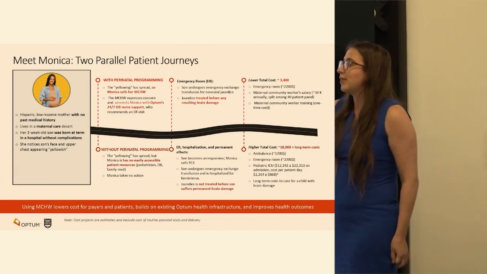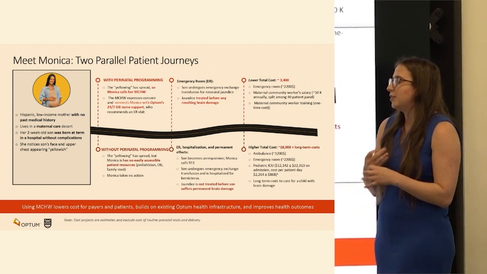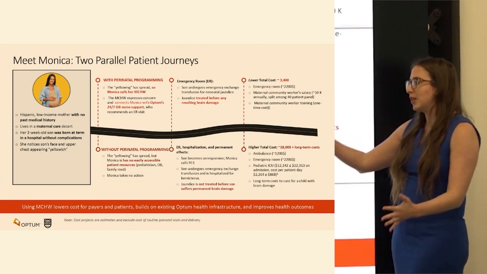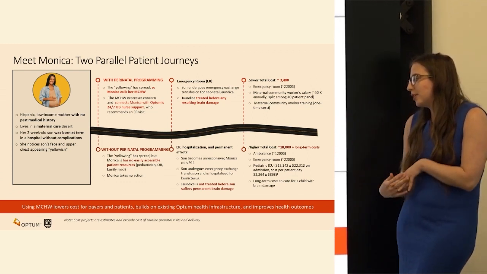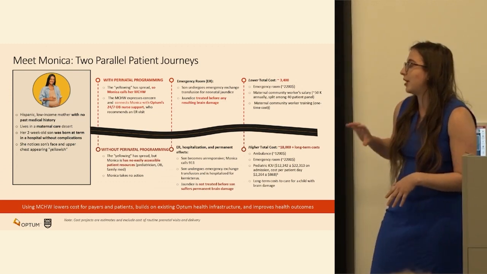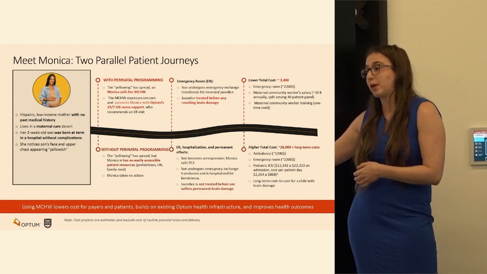And this journey, without the prenatal programming, we're seeing that she doesn't take action. She's not quite sure what to do. Her son becomes unresponsive. She ends up in the ER. But the jaundice is not treated before her son suffers permanent brain damage. So not only are you having the higher total cost of the acute care, you're getting longer term costs to treat that permanent brain damage.